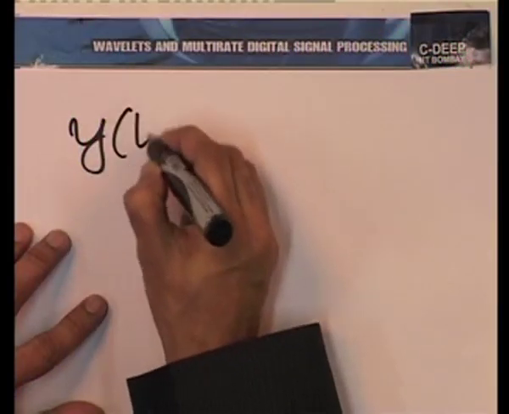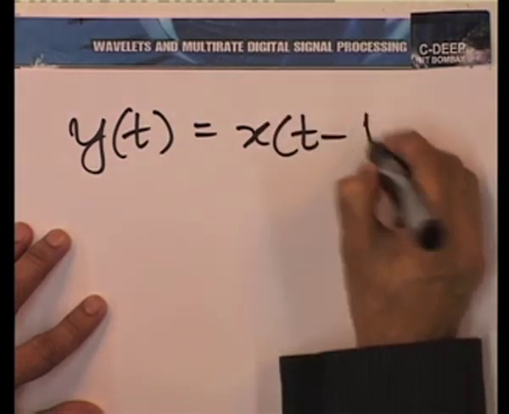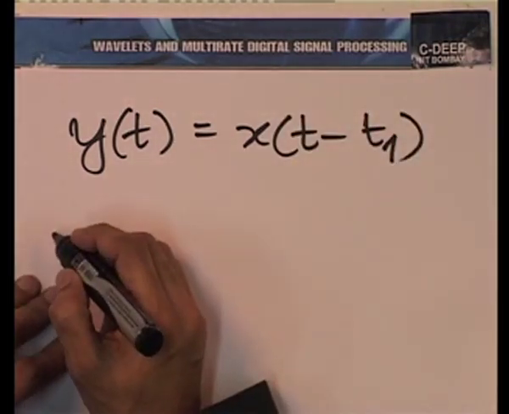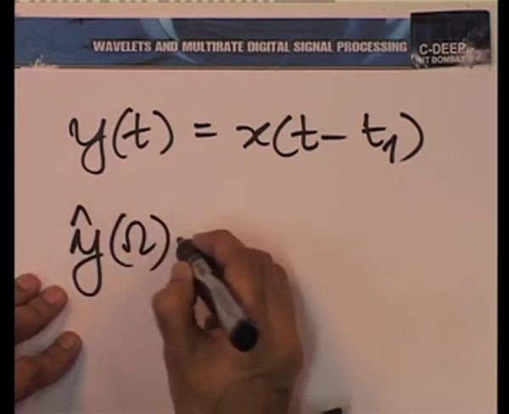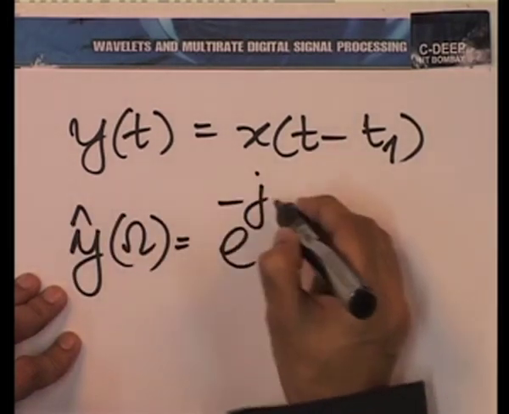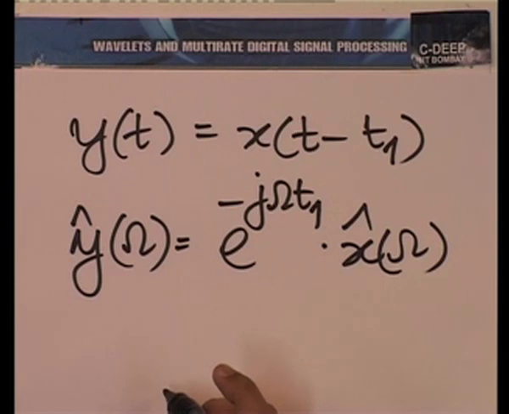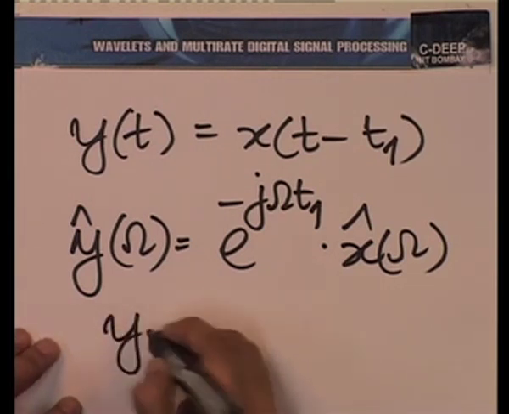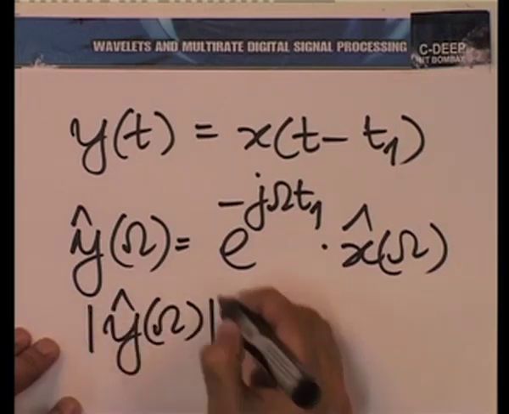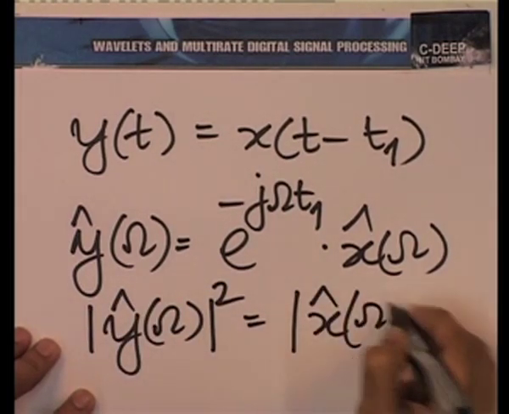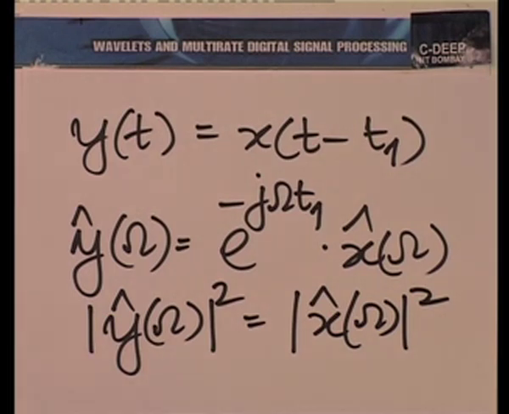Similarly, we can now analyze what happens in frequency. What happens to the Fourier transform? Let us look at that first. So, if y(t) is equal to x(t minus t1), the Fourier transform Y(omega) is e raised to the power minus j omega t1 times the Fourier transform of x. And very clearly, mod Y(omega) the whole squared is equal to mod X(omega) the whole squared. That is very easy to see here.